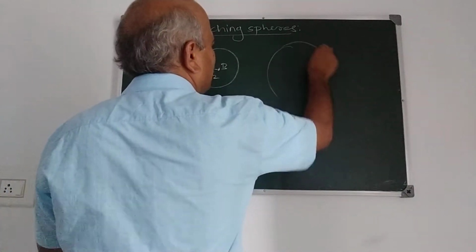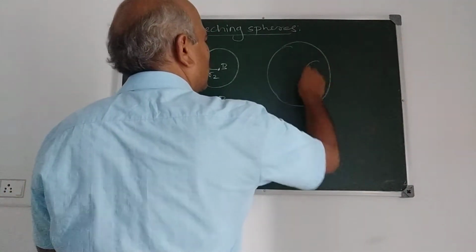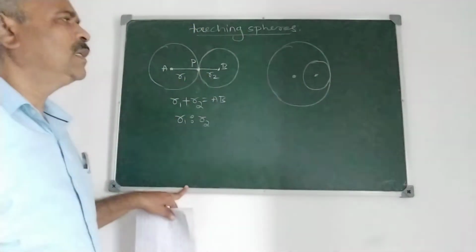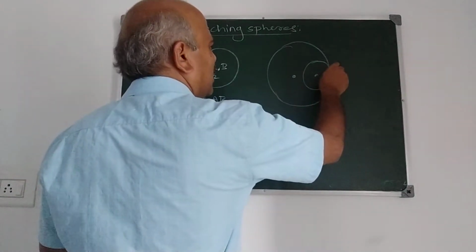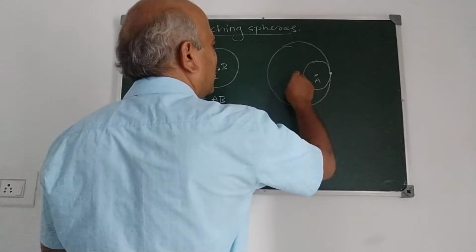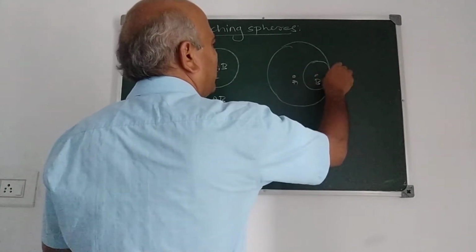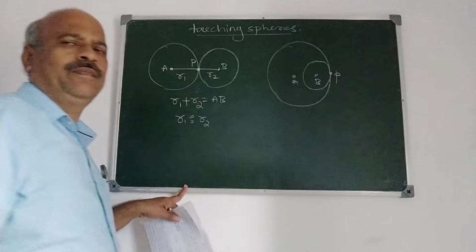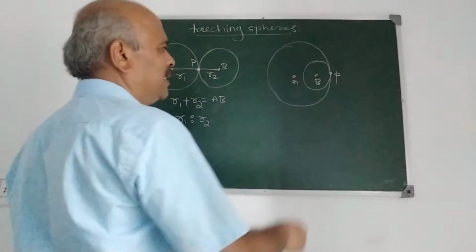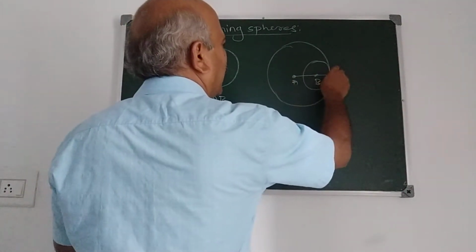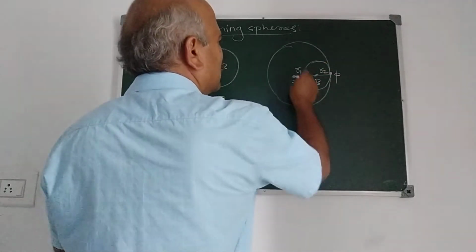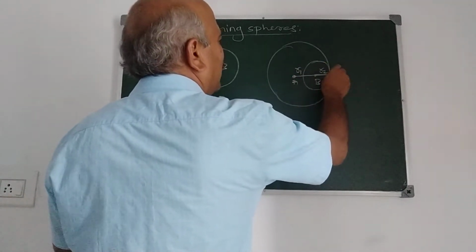One more case is, suppose these are the two spheres. In this case, the two spheres touch each other, but they touch each other internally, and the centers are A and B here. P is the point of contact. The two spheres touch each other at the point P. A and B are their centers. Suppose R1, R2 are their radii. AB is R1, PB is R2.